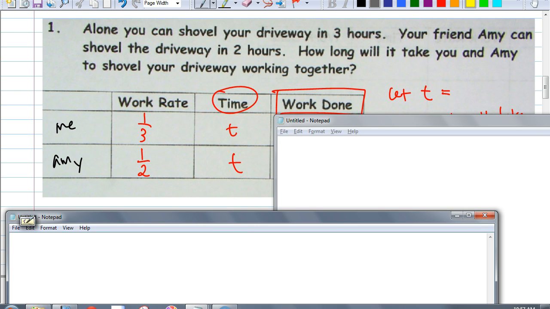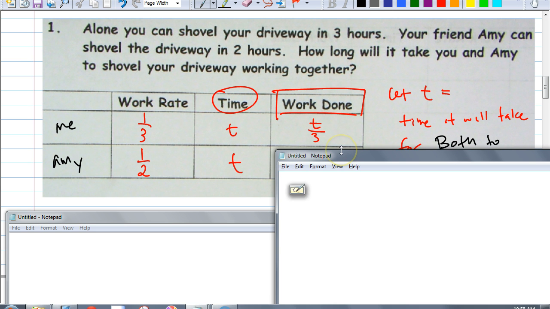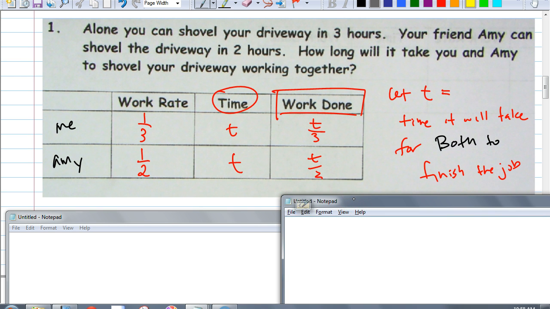Okay, now, Kyle, what's the work done for me? T of 3. Yes, we just multiply them together, like rate times time equals distance. Instead of distance, it's work, okay? So you're right, it's T over 3. And for Amy, of course, it's T over 2. Now, let me explain what we just have here. T over 3 is how much I've done within this time given, and T over 2 is how much Amy has done of the work.